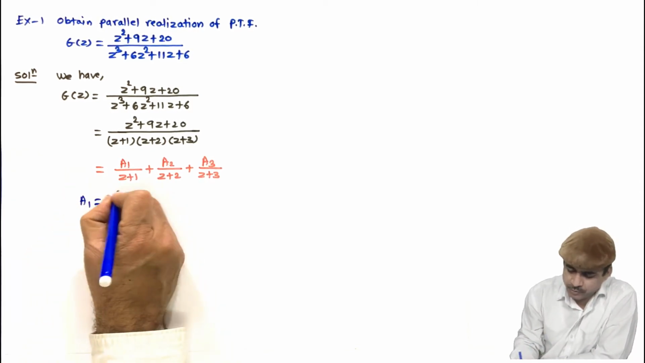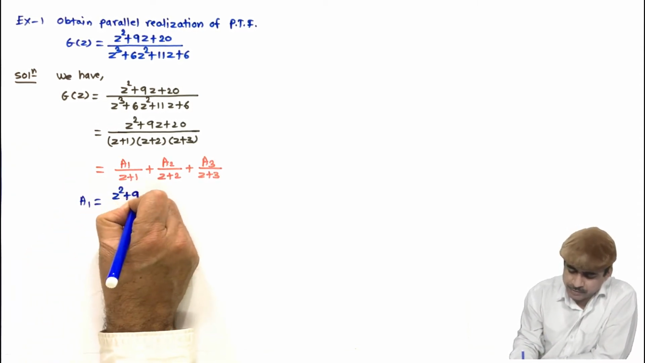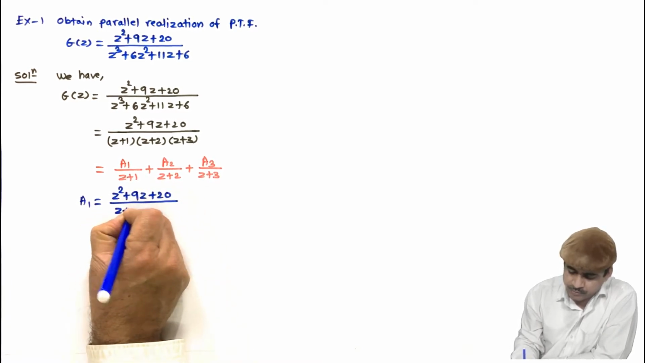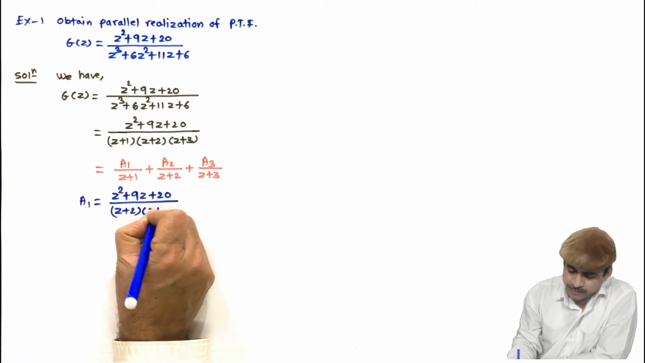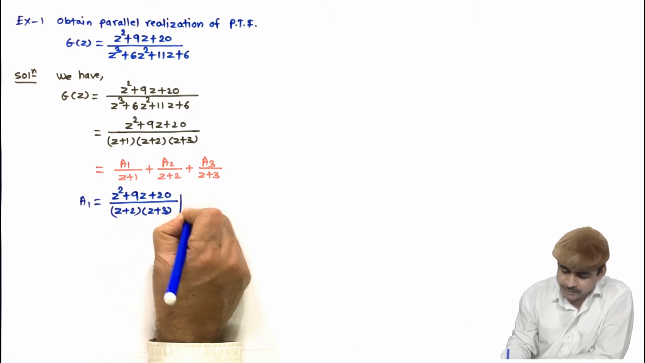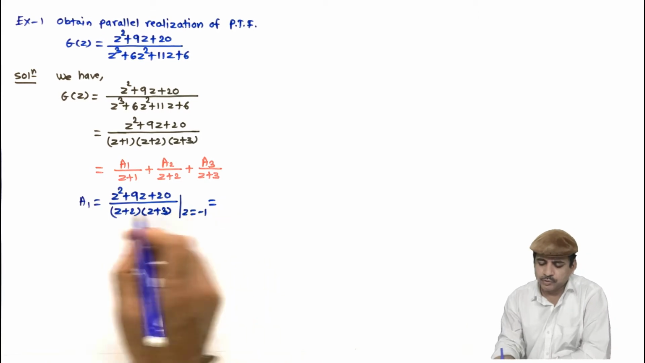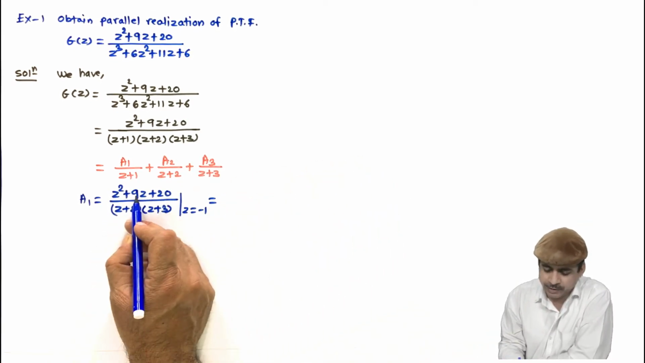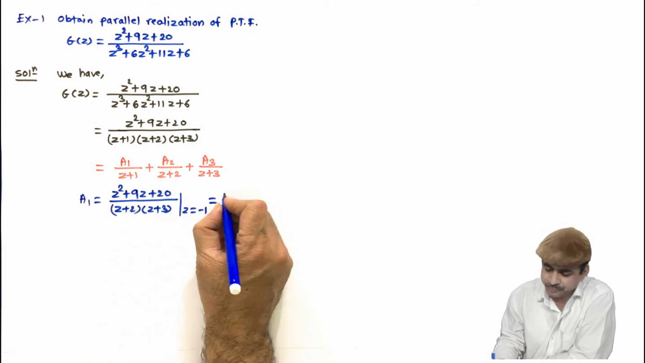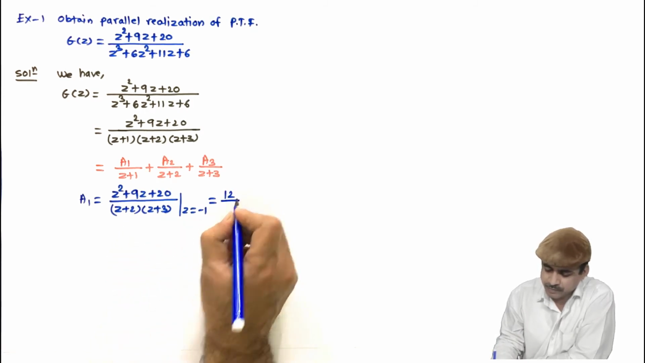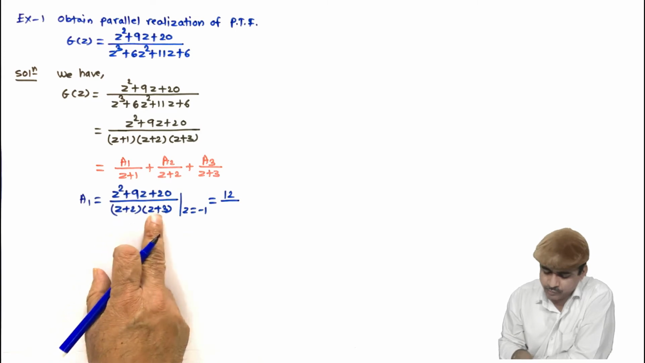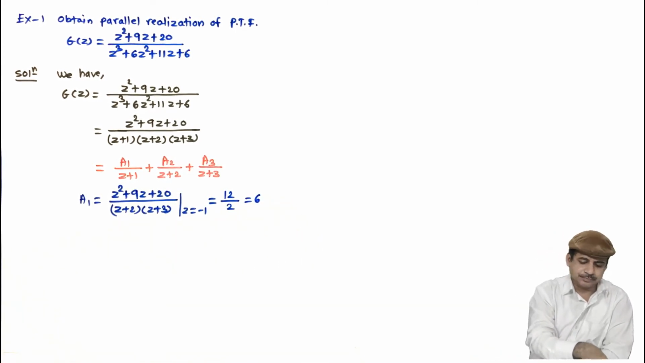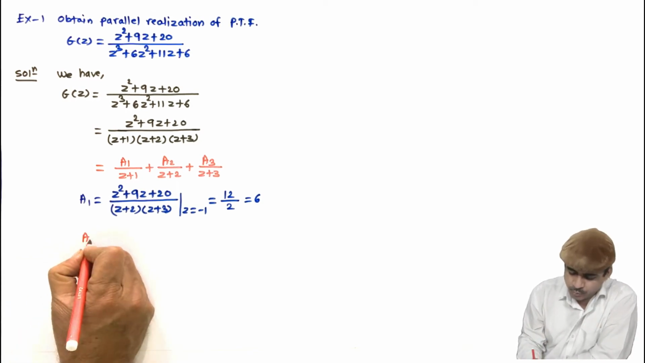So A1 is equal to z square plus 9z plus 20 upon z plus 2 into z plus 3 with z equal to minus 1. So put z equal to minus 1. 1 plus 20 is 21. 21 minus 9 is 12. Divided by, this will be 1, this will be 2. So 2. So this is equal to 6. A1 is 6.